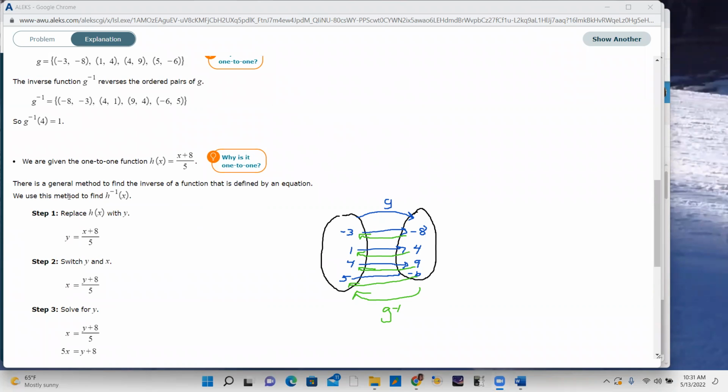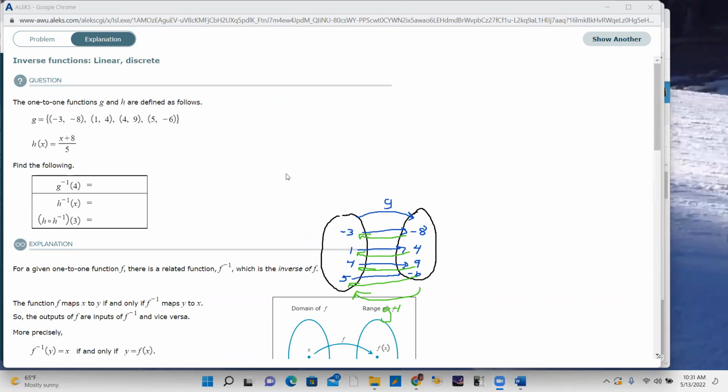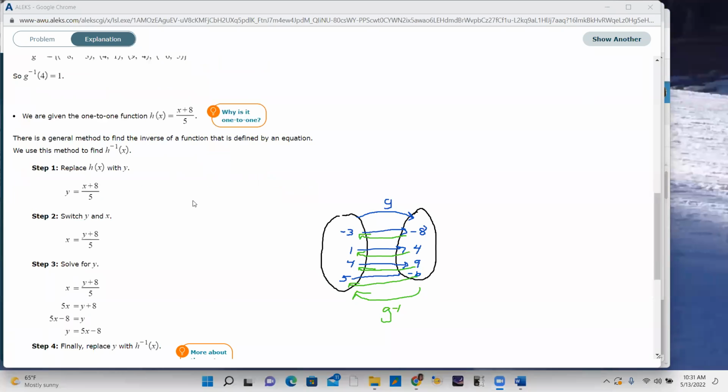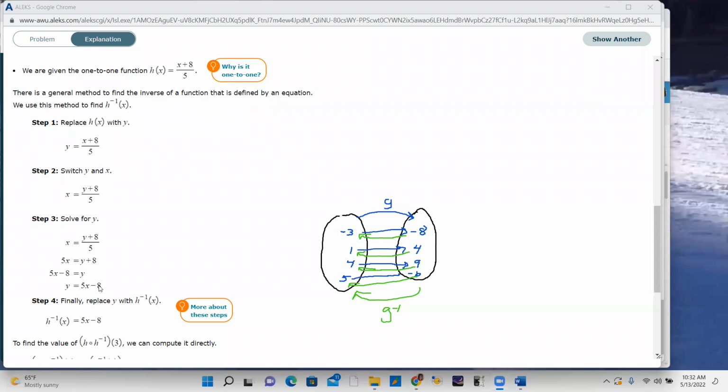So there's a general method for finding an inverse. Since the domain and the range get switched, basically what happens is the x and the y get switched. So the steps for finding an inverse are given here. First we're going to call the function y, and then you switch the x and the y. So everywhere there was a y, you're going to call it x, and everywhere there's an x, you're going to call it y. And then you just solve for y. And that is your inverse function.